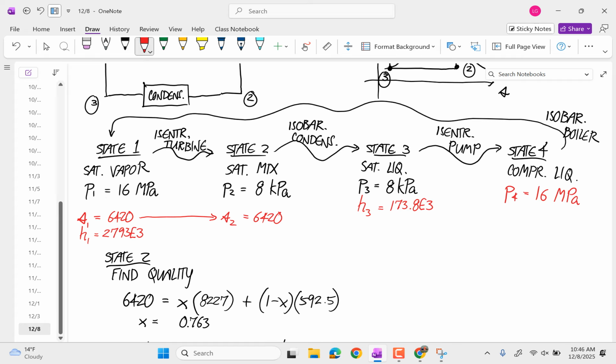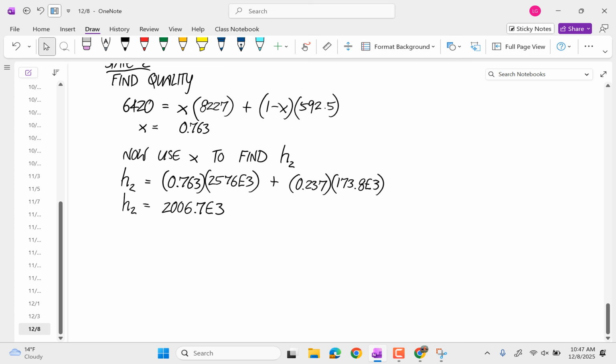And then, as is often the case, the last one we have left is state 4. State 4 is always more complicated because it's not at saturation. But we have a couple possibilities here. If we're given a temperature, we can look this up. If we're not, we can use the fact that from state 3 to state 4, it's incompressible.